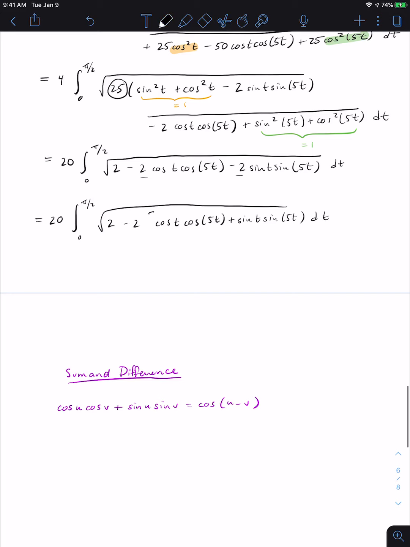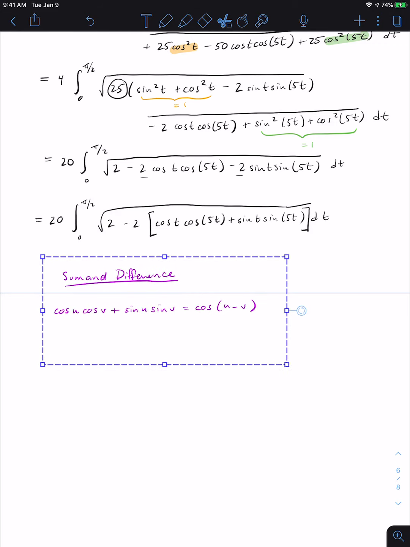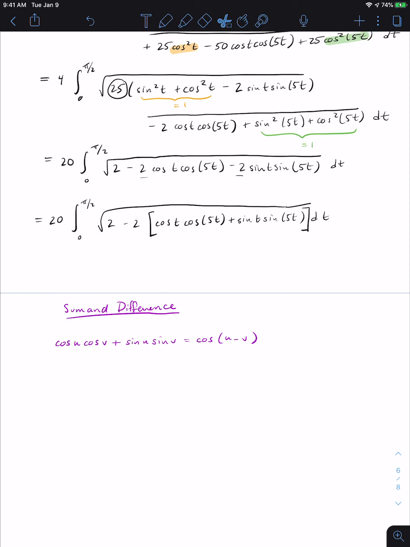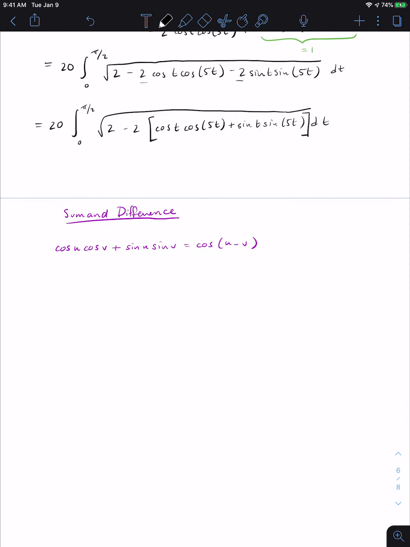These we can put as brackets, so we keep track of what we're doing, because I forgot a bracket right here, and then we continue on. So now we're going to use the sum and difference formula, right? So what can I do here? I'm going to use the sum and difference formula. In this case, u is equal to the bigger one, because multiplication is commutative here. So I'm going to make u my 5t and v my t. So that means that u minus v is equal to 5t minus t, which is 4t.